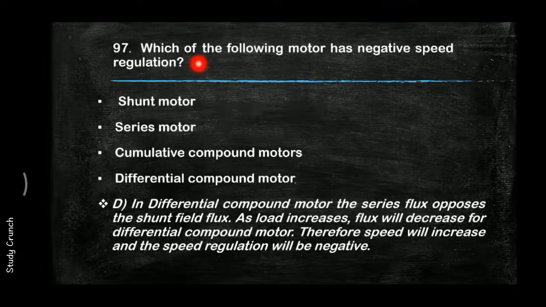Next, which of the following motor has a negative speed regulation? So the answer is it is differential compound motor. In this motor, the series flux opposes the shunt field flux. As the load increases, the flux will decrease for the differential compound motors. Therefore, the speed will increase and the speed regulation will be negative.